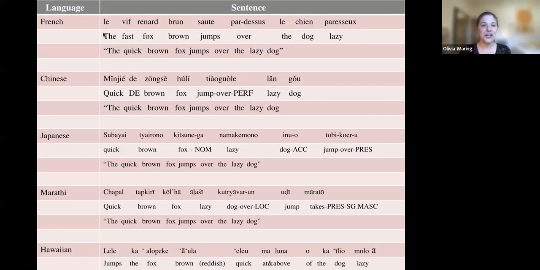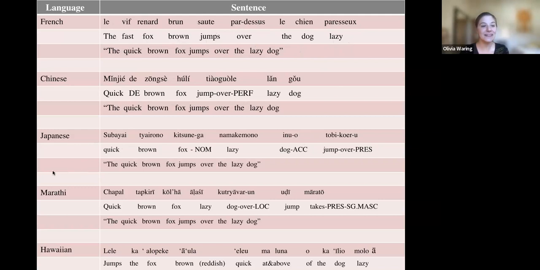So in French, we've got the quick brown fox occurring first. In French, it's rendered as the fast fox brown. And then you've got your verb jumps, and then over the dog lazy in French. So collectively, you've got your subject, the fox, jumps, the verb, over the dog, the object. So French is a good old SVO language, just like English.